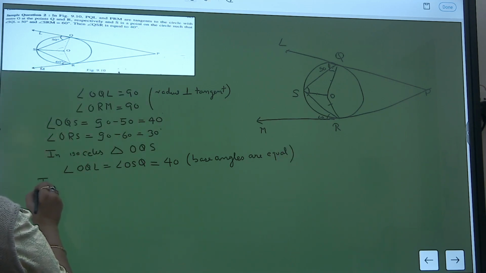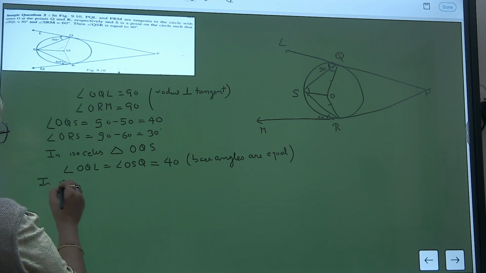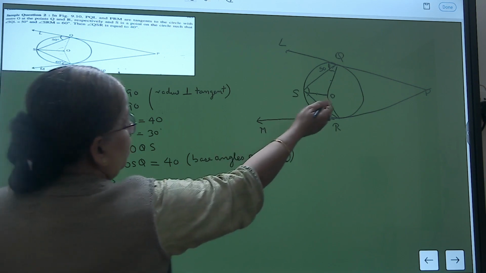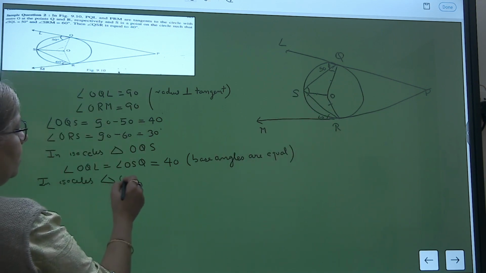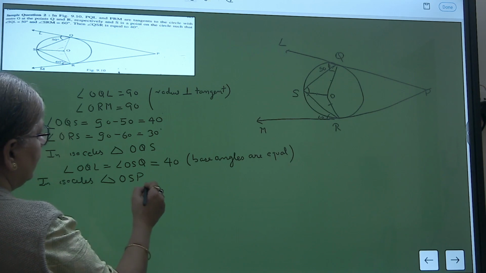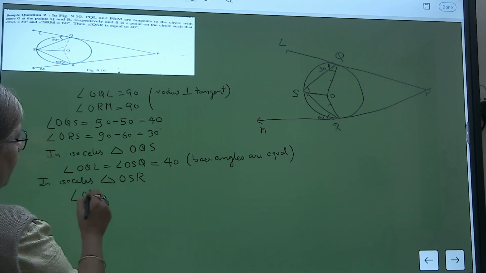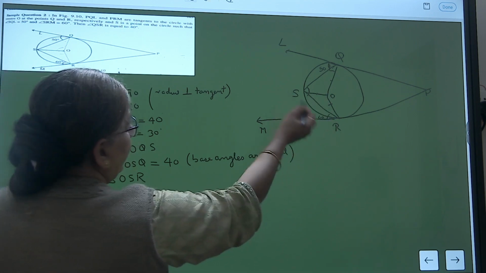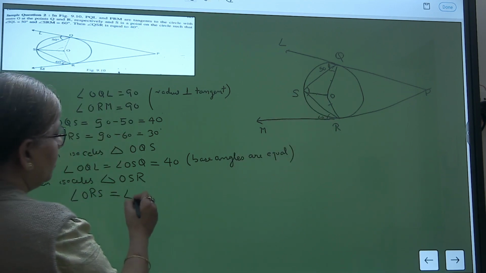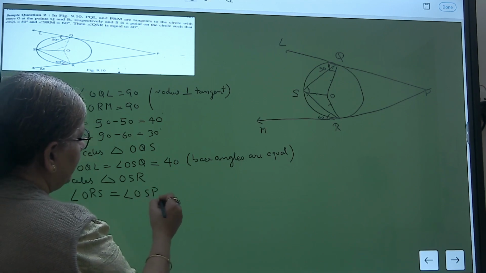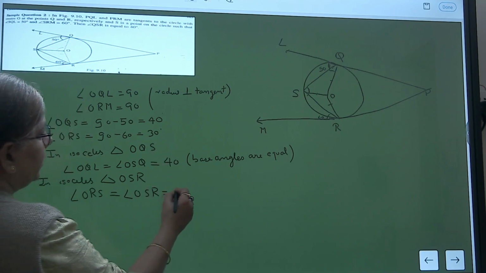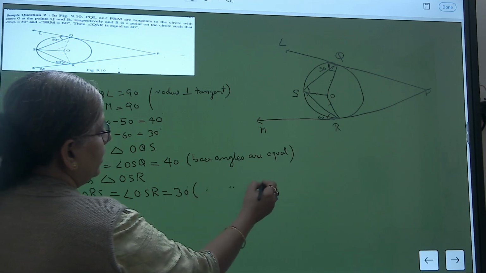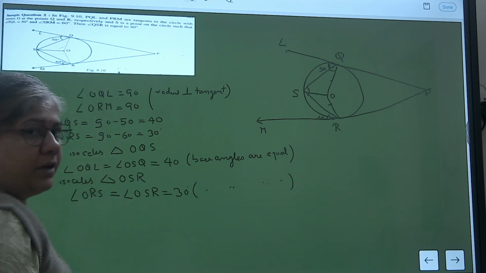Similarly, in isosceles triangle OSR, we know angle ORS will be equal to angle OSR, and this will be equal to 30 degrees. Again, the base angles are equal. Same reason you can write.